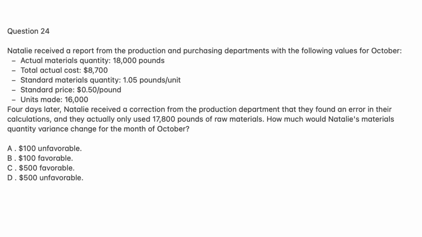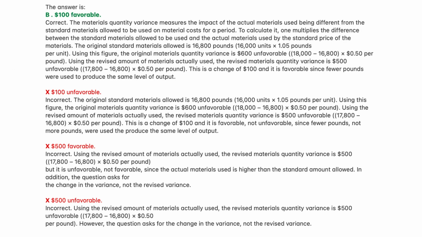A. $100 unfavorable. B. $100 favorable. C. $500 favorable. D. $500 unfavorable. The answer is B. $100 favorable. Correct. The materials quantity variance measures the impact of the actual materials used being different from the standard materials allowed to be used on material costs for a period.